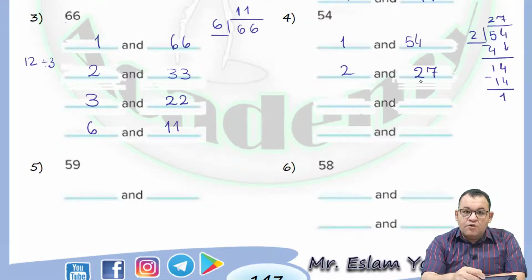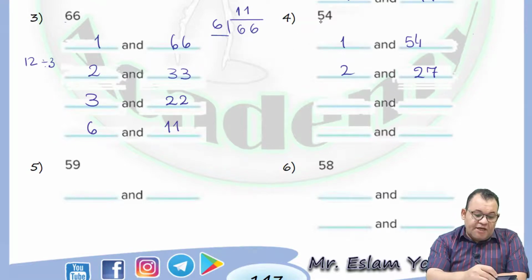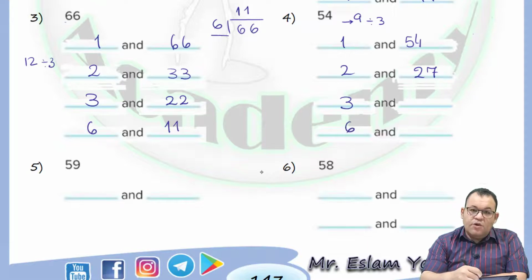Now the next number is odd, so it's not divisible by 4. Now we can check if 3 is one of the factors or not. First we just add 5 and 4, which equals 9. 9 we can divide by 3. It means 3 is one of the factors. Because 3 is one of the factors, it means 6 will also be one of the factors.